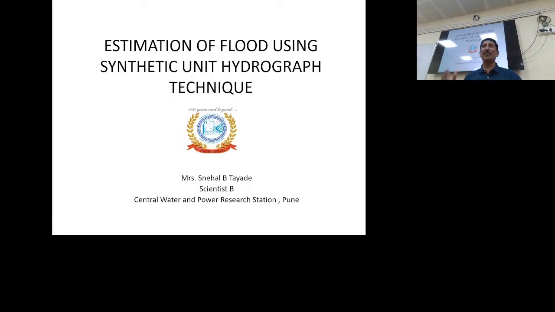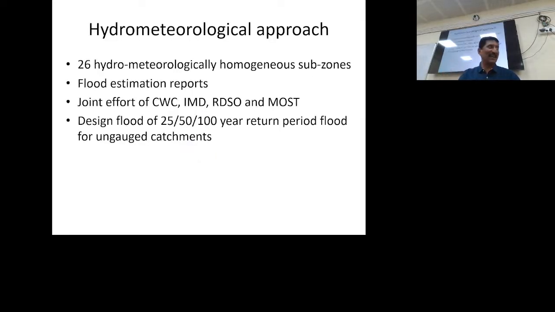Because if you have a lot of data, you can go with extreme value analysis like Gumbel and get the flood frequency. But if you don't have any data, the catchment is totally ungauged, with no rain gauge stations and no rainfall stations, then the CWC has provided an approach using a synthetic unit hydrograph. We can use that approach and derive the flood. So they have divided it, and I think Madam will start.